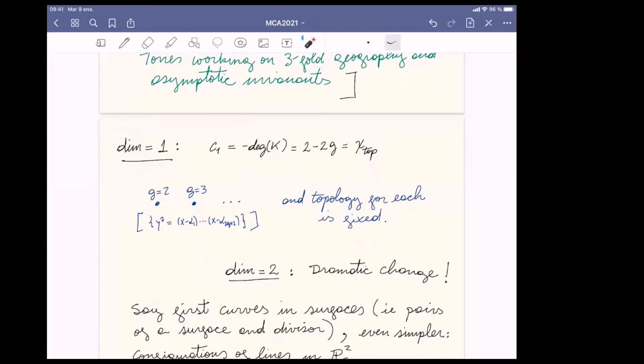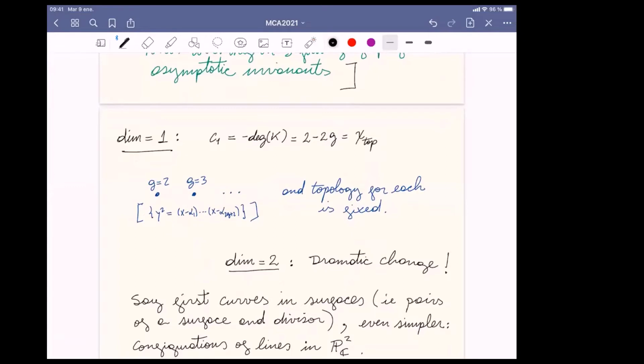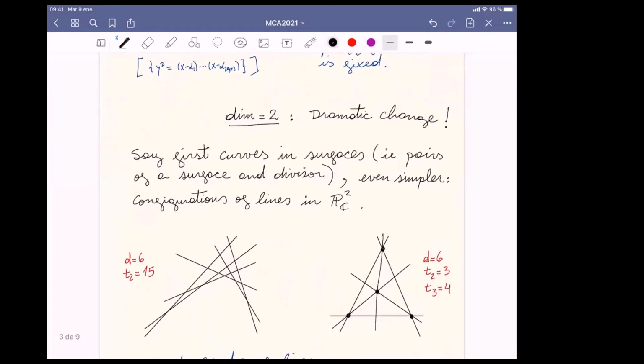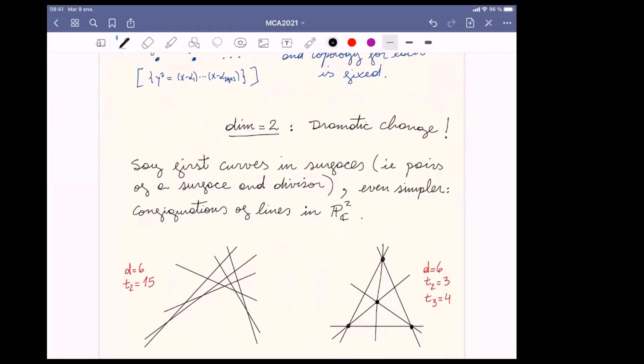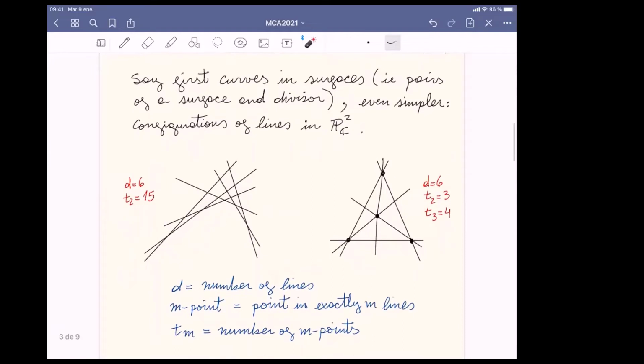Say first that I will talk about that. So say first that I consider curves in surfaces. So this means a pair of a surface and a divisor, like log geometry if you want. But even in the simpler case, which is configurations of lines in P2. So this is very simple to explain. What I mean by a configuration of lines, I mean that, for example, there you have 6 lines in general position, only nodes at singularities, but this, of course, could be degenerated to a very special configuration like that one, where you have 6 lines, but now there are triple points and double points.